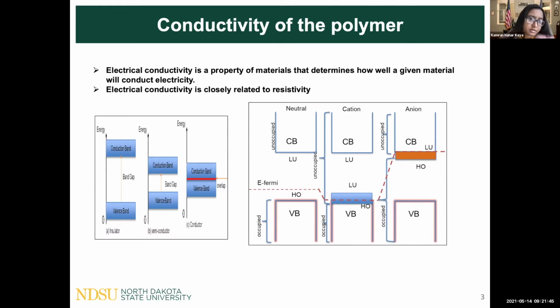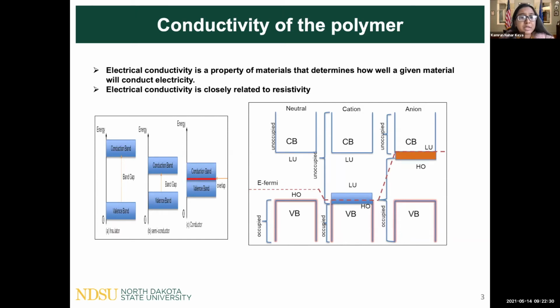On the right side there is another figure, which shows our project and how it goes. In the first, the neutral state, it is a semiconductor: the valence band is occupied and the conduction band is unoccupied, and this is a semiconductor phase because there is a band gap. We are able to see the band gap.